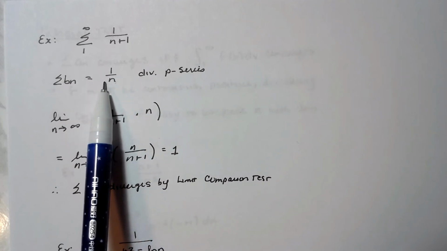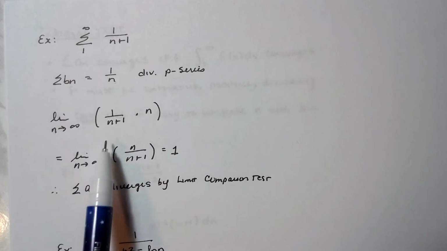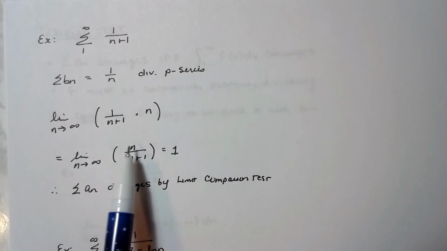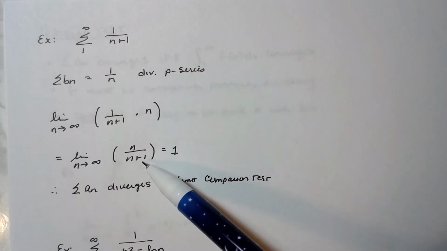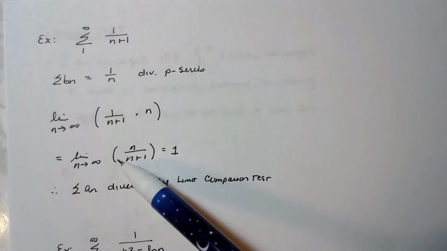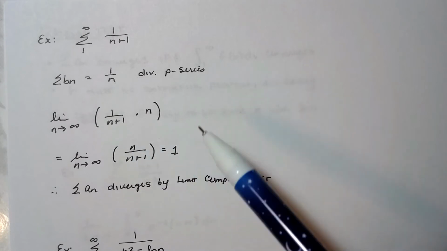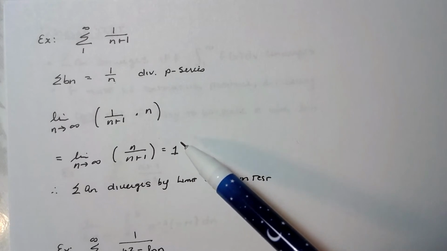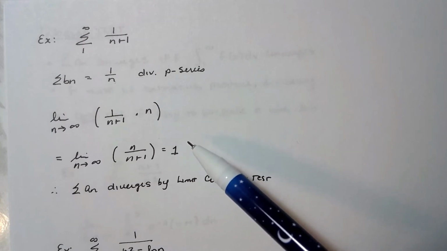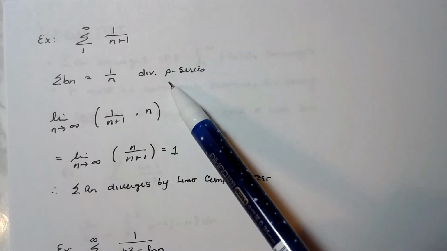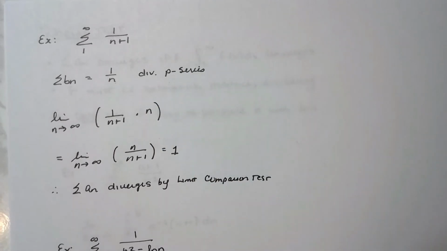But again, I need to show this divided by this, which is just the same as the original times the reciprocal. And I get n over n plus 1, the degree of the numerator, same as degree of denominator. So when I take the limit, it's just the ratio of leading coefficients. I happen to get a 1, and so this guarantees that whatever this does, that does. Since this diverges, the original series is going to diverge.